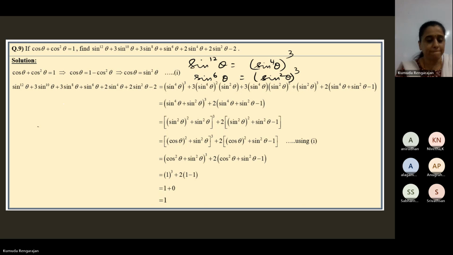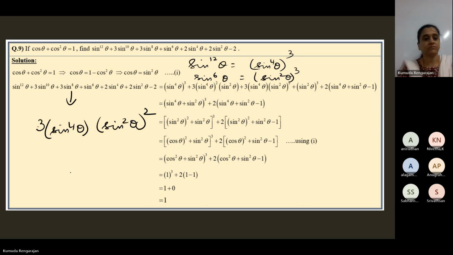This term. This one, 3a, this is a, into b square, 3a into b square, correct? So it'll be 3 sine theta to the power 4 into sine theta to the power 4. So base are same and it's multiplication. So add the powers, 4 plus 4, 8.